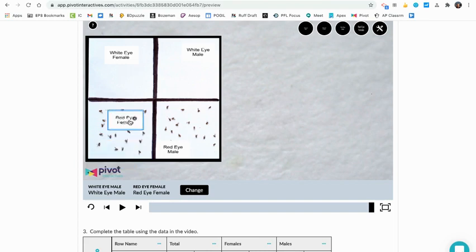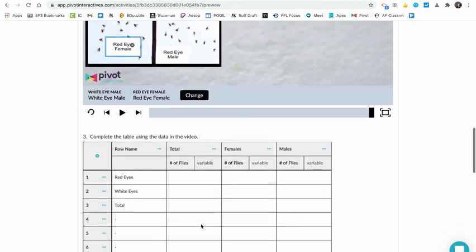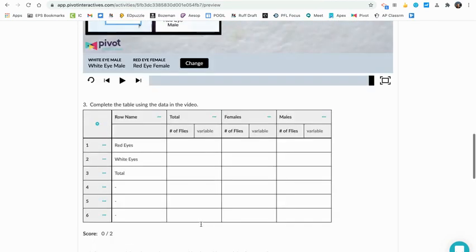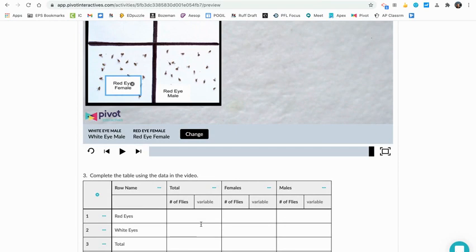Oh, this thing? Are you talking about the graph, the Punnett square looking thing, or are you talking about the data table? Wait, what do you mean? Oh, I was talking to the chat. I was reading the chat. The data table, like down here.